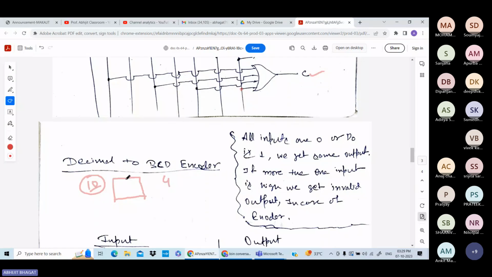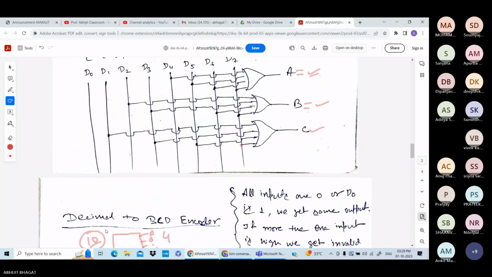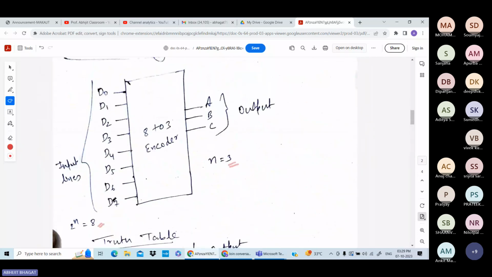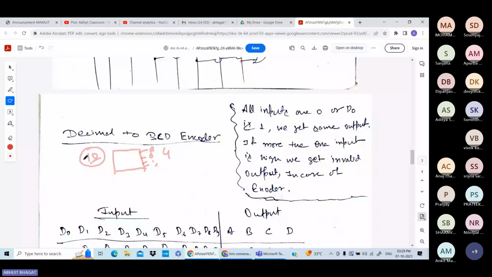So same here, from A, B, C, D, 4 outputs are there, and your input is from D0 to D9. Same as previous. Before, how many were there? In octal there were 8 inputs. So here in case of decimal, your number of inputs is 10, from D0 to D9.